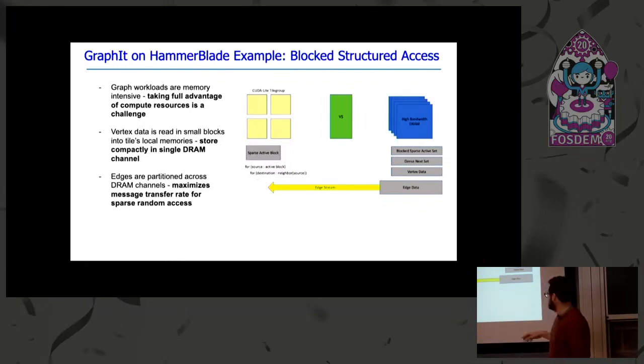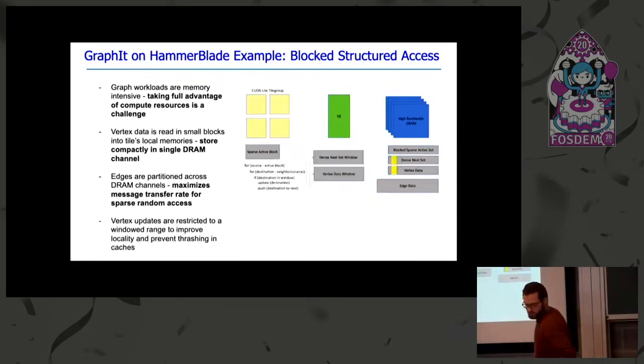You would keep the edges partitioned across DRAM channels. This would maximize your message transfer rate. And then you could restrict your updates to a given range. So this would keep you from breaking your cache, and it will reduce the amount of time you spend waiting around for memory. And it will maximize the parallelism of your cores.